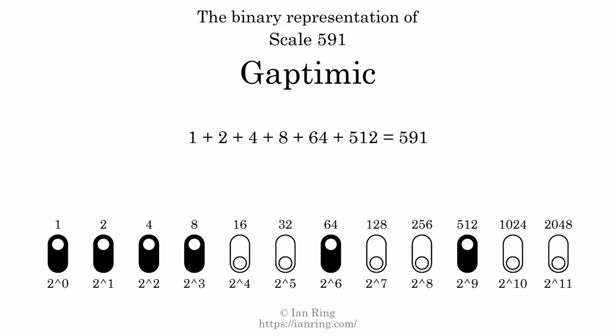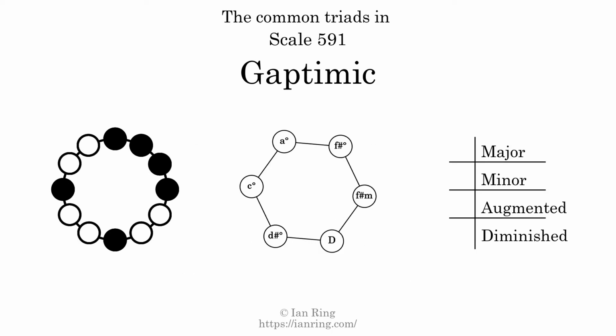The scale number not only enumerates the scale with a unique index, but it also literally describes the tonal content of the scale. Represented as a binary number in base 2, the scale number is 001001001111. Here are the common triads present in this scale.